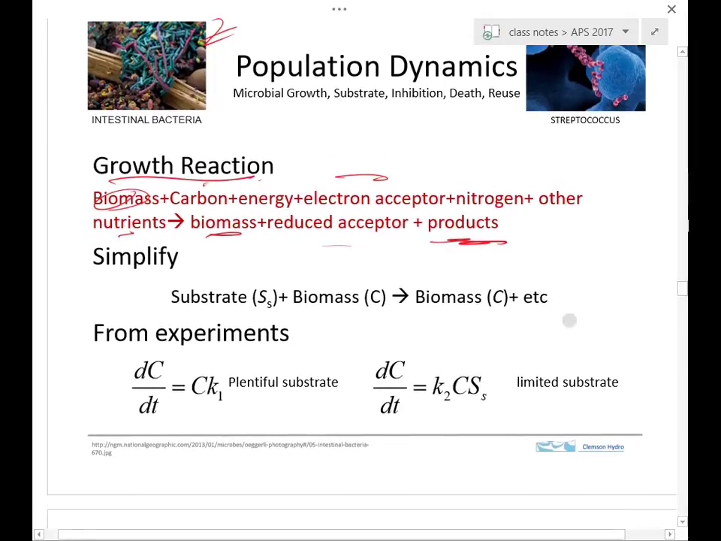But what's often done is to say, well, I'm going to simplify this down, and I'm going to say that we start with some biomass, and we're going to have some kind of substrate, and this will be the most important ingredient here. And those two will be used to make some more biomass. Okay, so at least as a first cut, we might think of this complicated thing just like that.